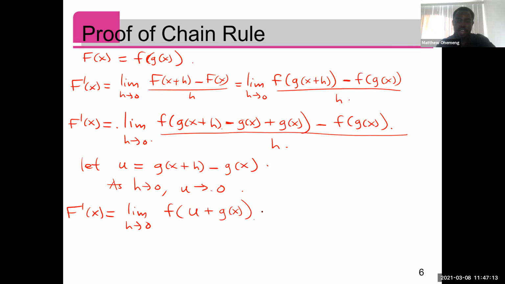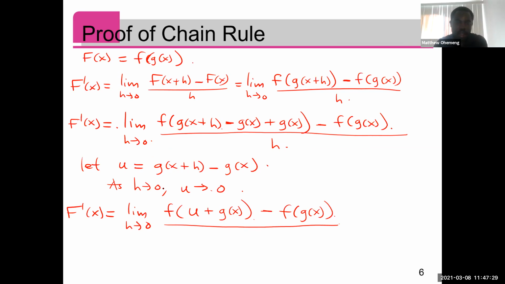And then for this side, I have minus f of g of x. That would just be g of x right here, and then all over what? Now, I'm changing everything to h, right? I'm changing everything to h.